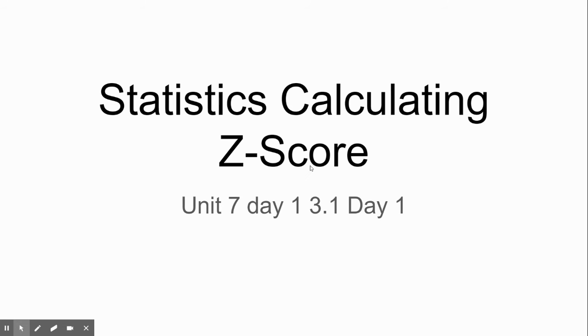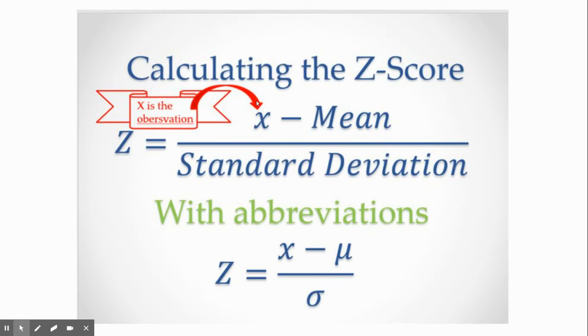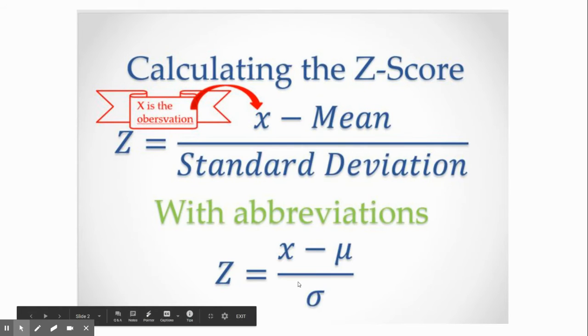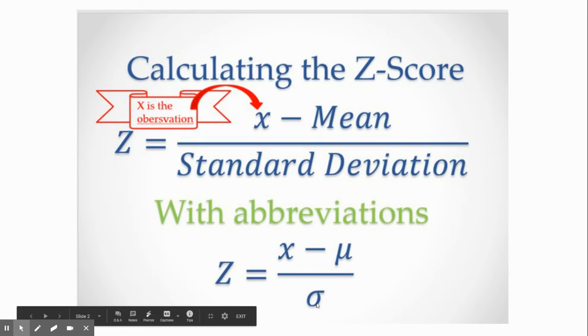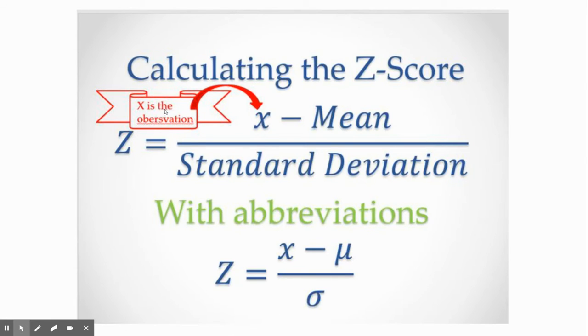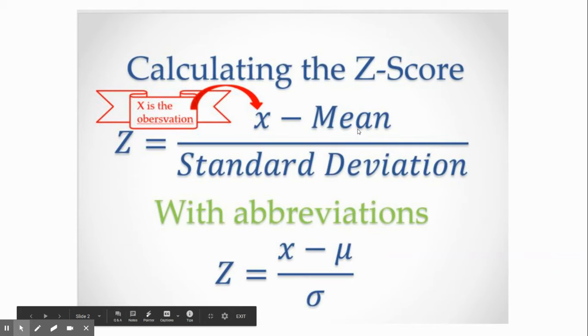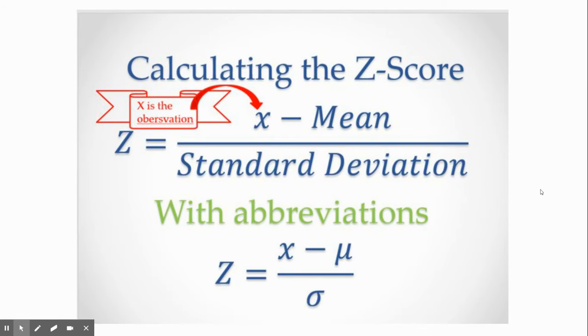Okay, so the formula for calculating z-score is z, right here's the abbreviation, z equals x minus mu divided by standard deviation, where x right here is the observation. So that's what we observe in the problem. The mu is the mean or the average. And then this lowercase sigma, the circle with the line on top of it, is the standard deviation. Okay, so let's look at a problem.